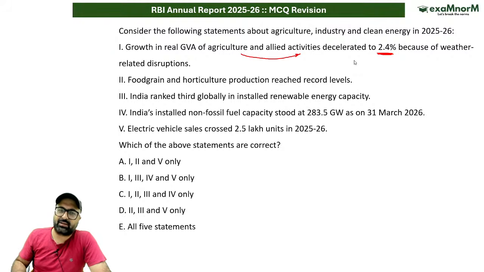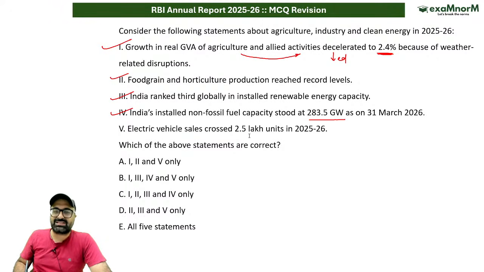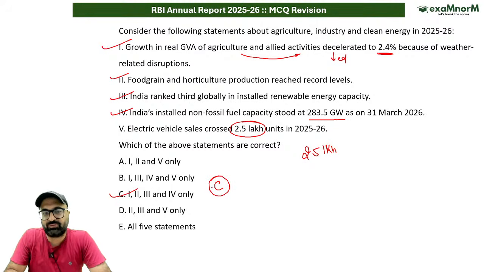This is correct. कि सर जो growth है, it has now decreased to 2.4%, correct. Food grain and horticulture production reached record levels. Yes, sir. Food grain and horticulture production is high. India ranked third globally in installed renewable energy capacity, correct. India's installed non-fossil fuel capacity stood at 283.5 gigawatts as of 31st March, correct. Electric vehicle sales around 2.5 lakh, नहीं sir, electric vehicles के जो unit sale हुए, that is 25 lakh units have been sold in 2025-26. So the answer is going to be 1, 2, 3 and 4. That means the fourth statement is correct, but the fifth statement is wrong.